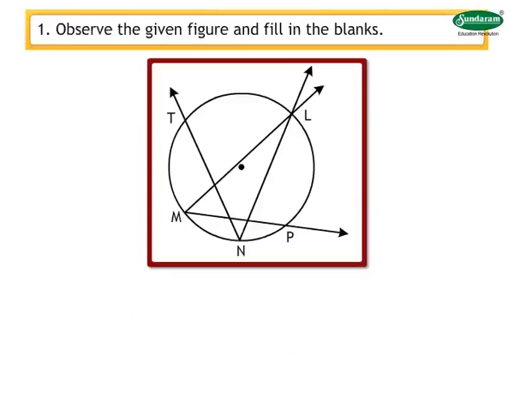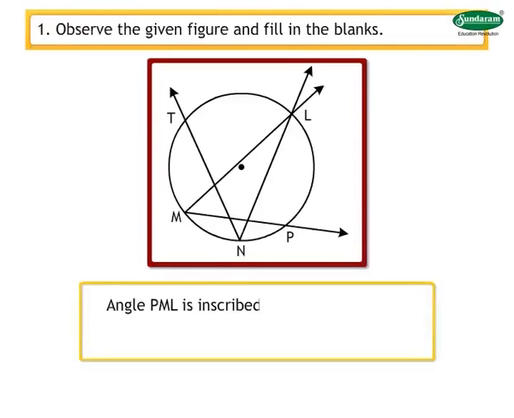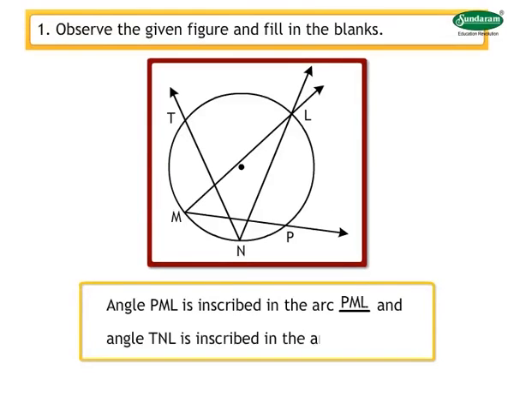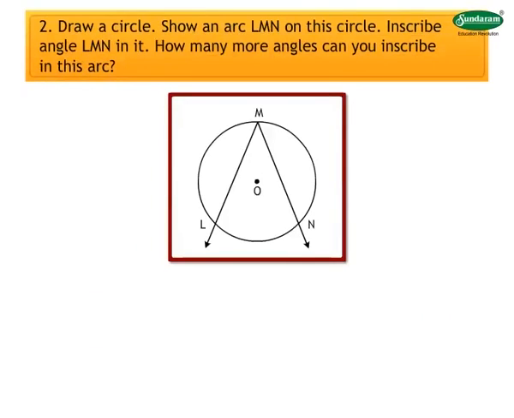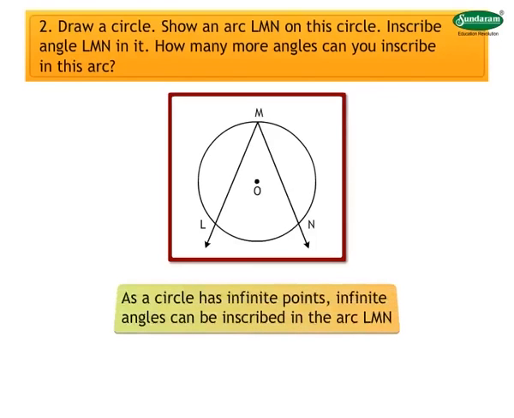1. Observe the given figure and fill in the blanks. Angle PML is inscribed in the arc PML and angle TNL is inscribed in the arc TNL. 2. Draw a circle. Show an arc LMN on this circle. Inscribe angle LMN in it. How many more angles can you inscribe in this arc? The figure shows arc LMN on the circle. As a circle has infinite points, infinite angles can be inscribed in the arc LMN.